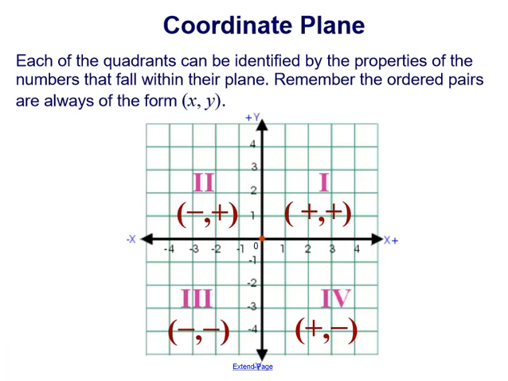Each of the quadrants can be identified by the properties of the numbers that fall within their plane. Remember, the ordered pairs are always in the form of x, y. So here, it's really about the positive and negative movement of those ordered pairs. In the first quadrant, you can see the ordered pairs are going to be both positive x and positive y, right? You're moving to the right and up.